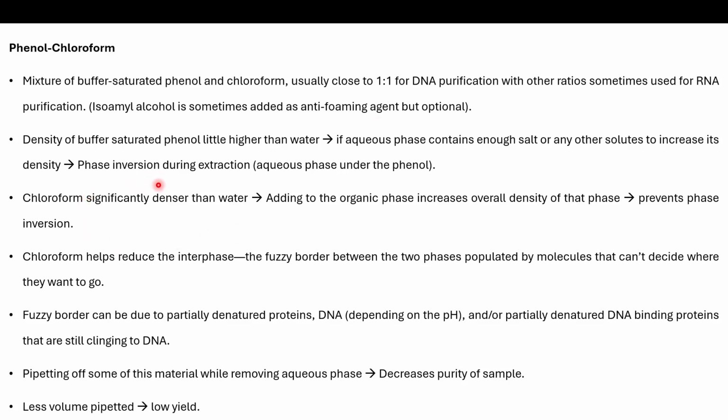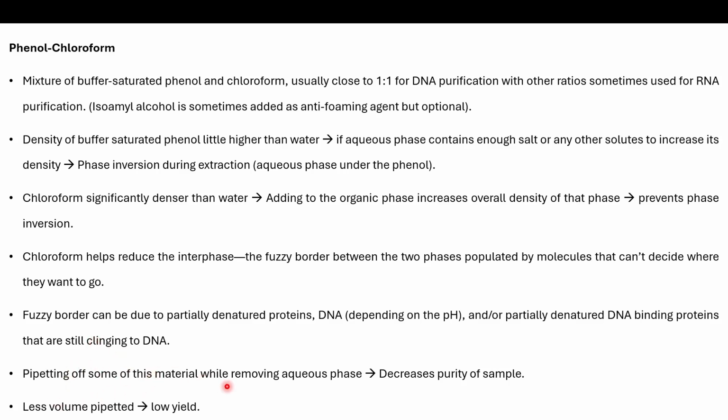So to avoid this phase inversion, chloroform is added, which is significantly denser than water, and it is added to the organic phase. It increases the overall density of that phase and prevents phase inversion. Chloroform helps reduce the interphase, the fuzzy border between the two phases, populated by molecules that can't really decide where they want to go. This fuzzy border can be due to partially denatured proteins or DNA depending on the pH, or partially denatured DNA binding proteins that are still clinging onto DNA.